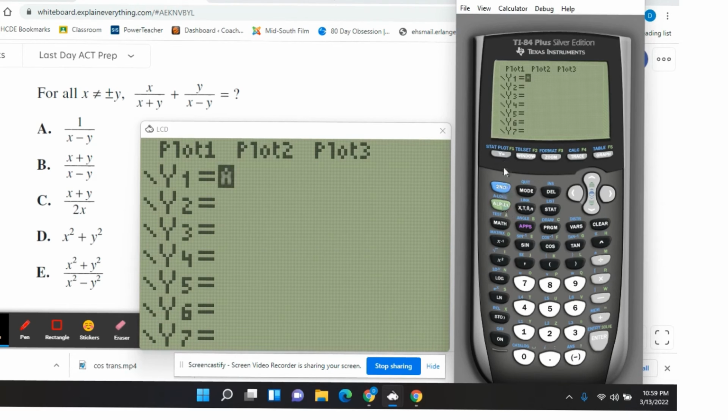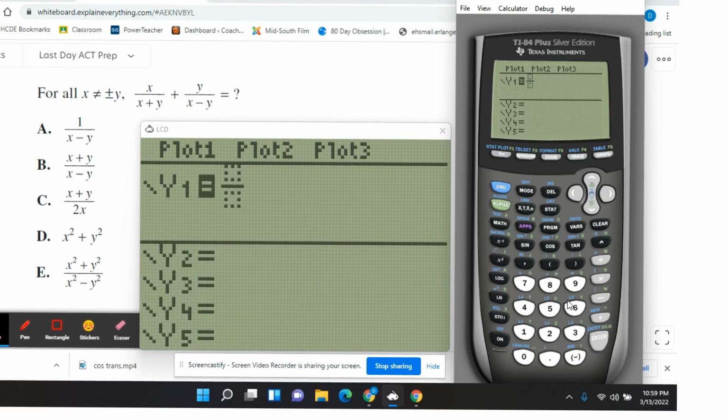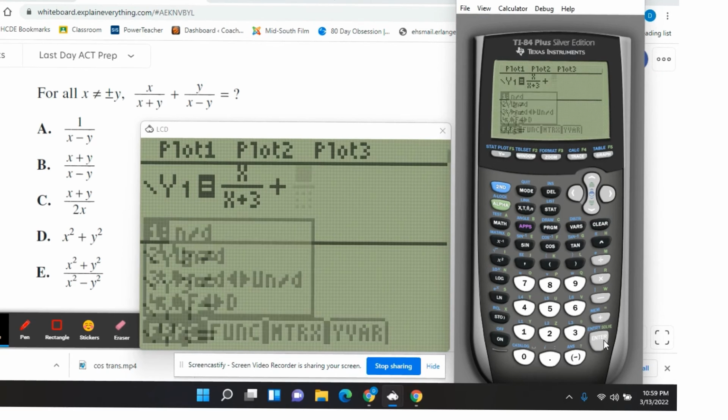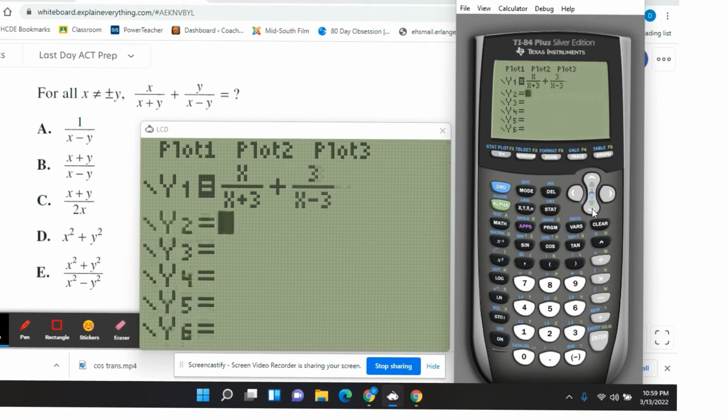So here we go. We're going to type this into our calculator. We go alpha f1 equals, and then we have x over x plus, and again, not y, but 3, plus, not y, but 3 over x minus 3. So we've got this thing set up with y being 3. We're going to see which one of these equations matches this.